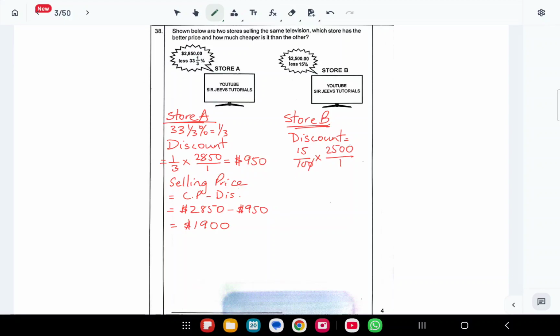So you could cancel the 0s. So this becomes 15 multiplied by 25, which is equal to $375. So you're paying $375 less. So good. Now we can calculate what the selling price is.